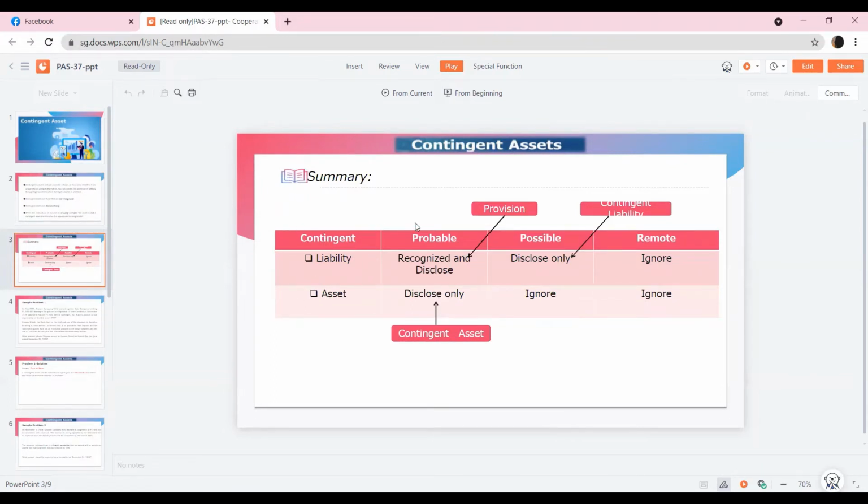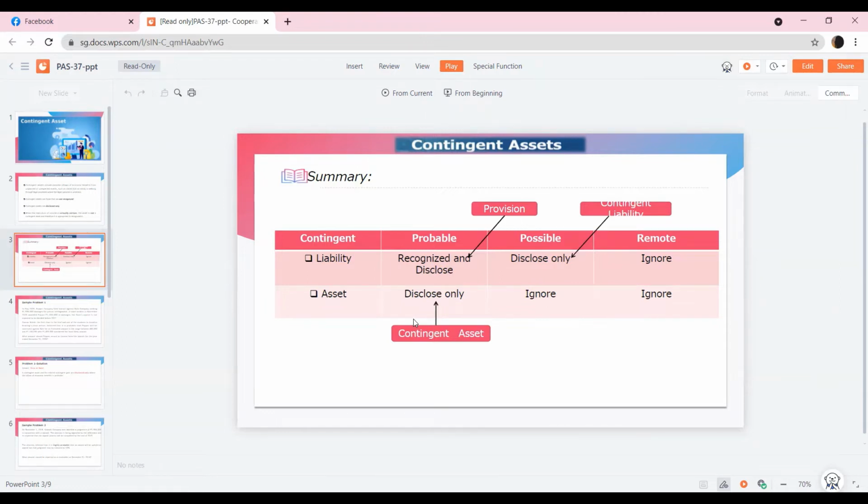So let's talk about liabilities muna. Kapag liabilities ang pinag-uusapan, recognize muna tayo. Recognize kapag probable yan. Kapag possible, disclosed only. Pero kapag remote lang yung chance, ignore lang po natin yan. Once again, kapag remote, ini-ignore lang natin yan. So, those are the rules kapag liabilities.